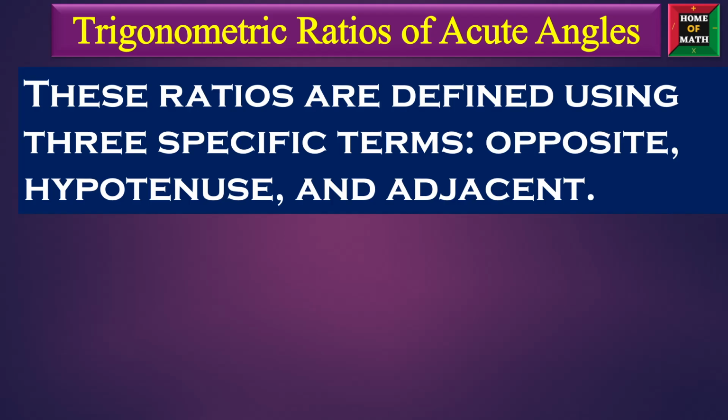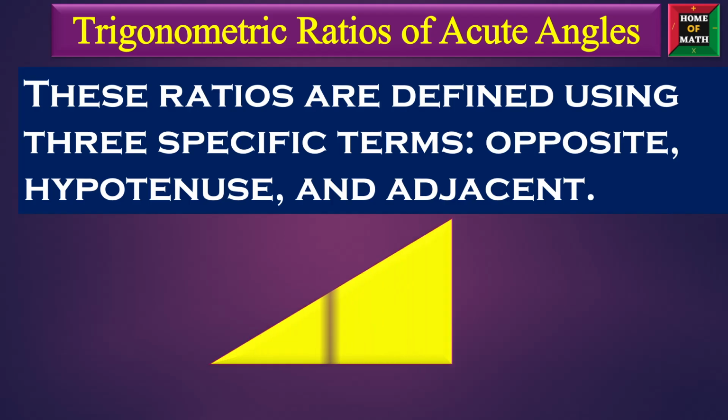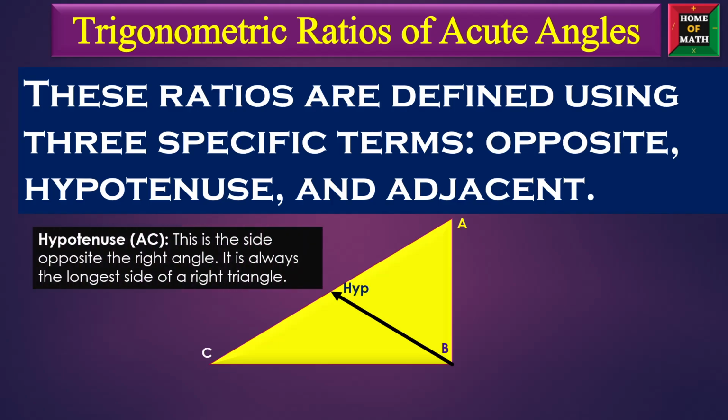These ratios are defined using three specific terms: first, opposite, hypotenuse and adjacent. Hypotenuse is AC. Look, hypotenuse AC, this is the side opposite the right angle. It's always the longest side of a right triangle.